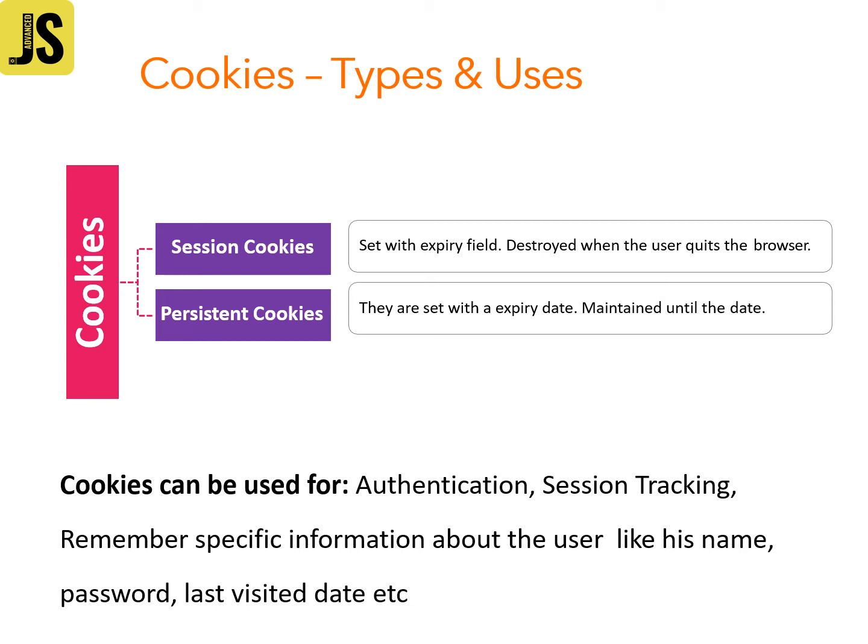Then another type of cookie is the persistent cookie. This type of cookie is set with an expiry date, and it will be maintained until that particular date. Session cookies have a limited period. Whenever the user quits that particular browser, the cookie will expire. That type of cookies are termed session cookies.